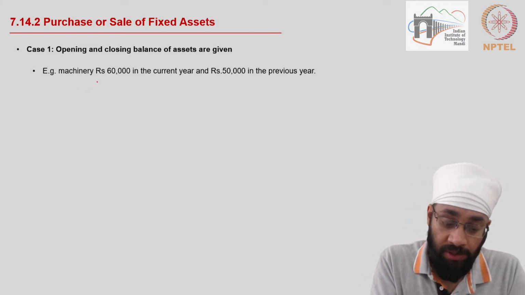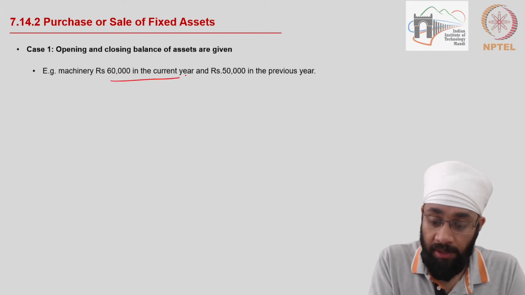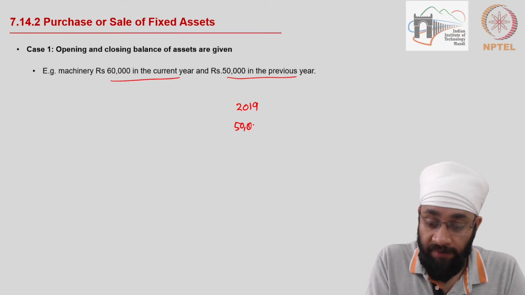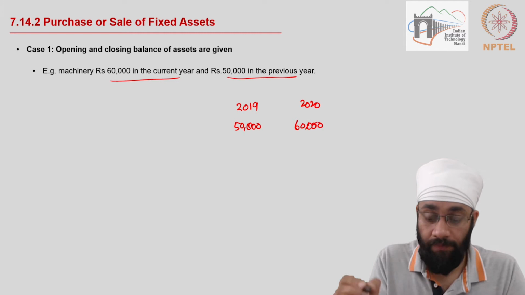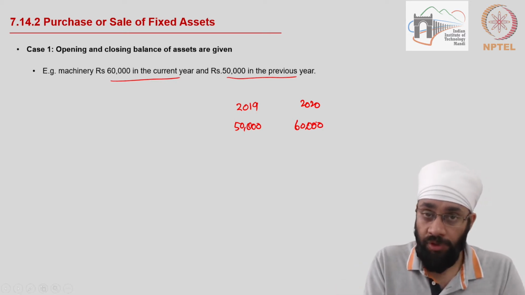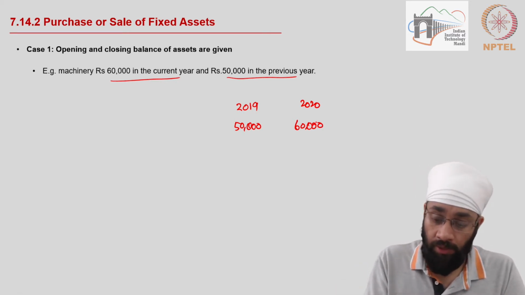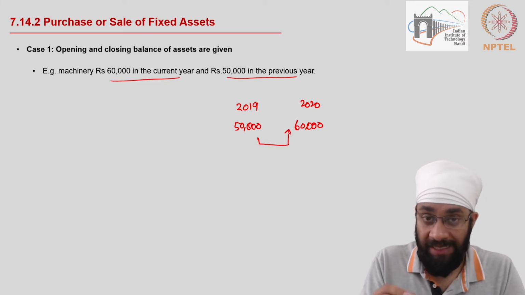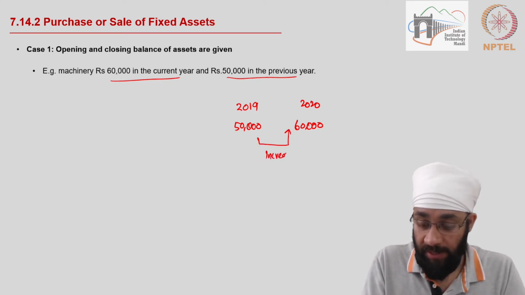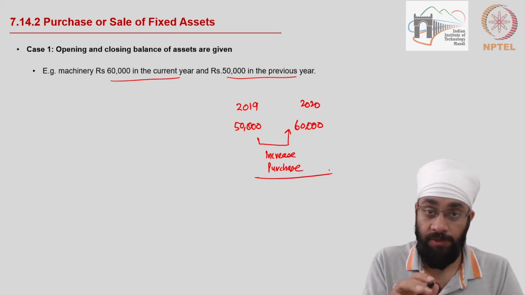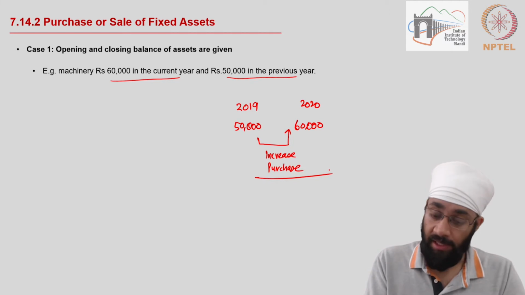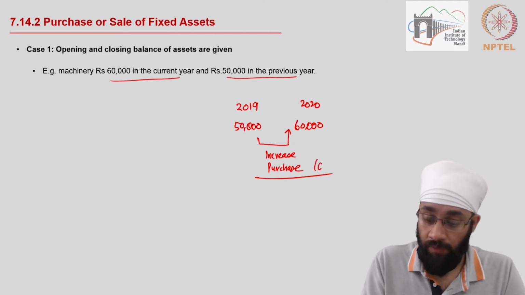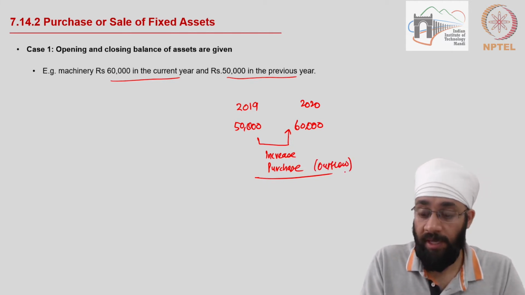So let's say machinery 60,000 in the current year and 50,000 in the previous year. So when you started the year, you had 50,000 in the machinery account and now you have 60,000. There is no other information available to you. The only thing that you can assume now is that there is an increase. Since there is an increase, this must be due to purchase of the fixed asset. You consider it as an outflow from investing activities.